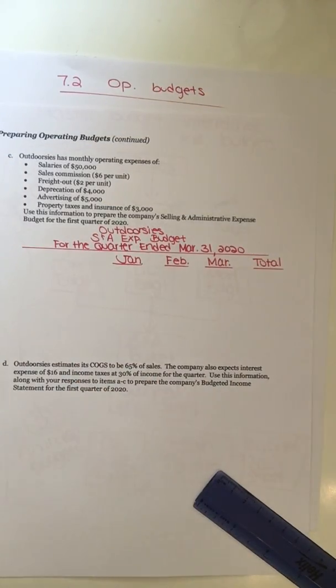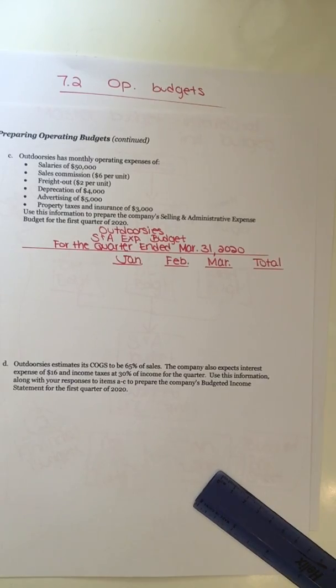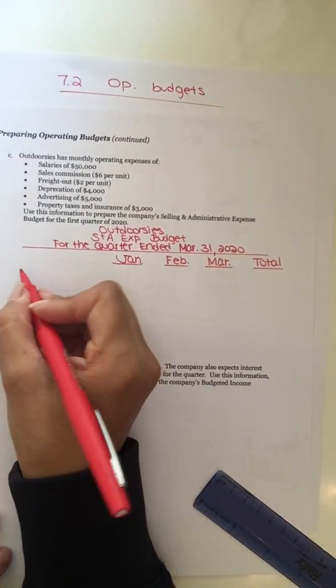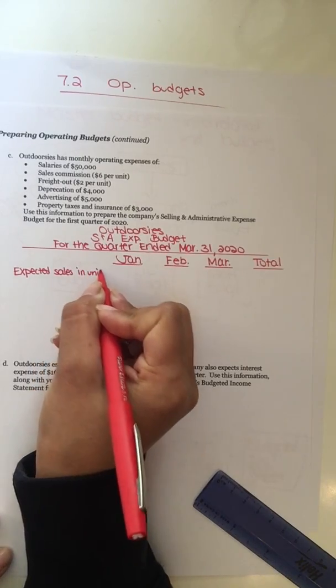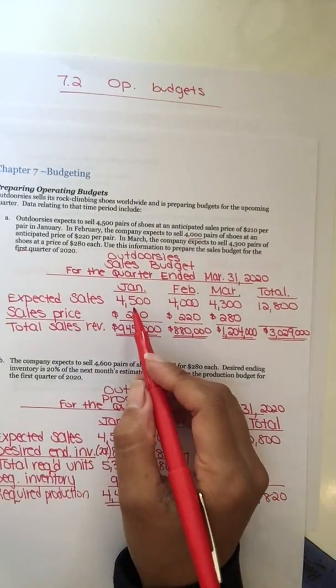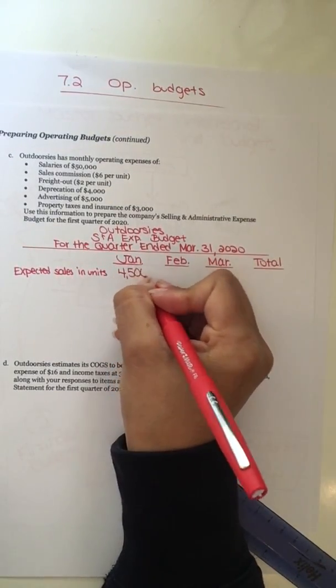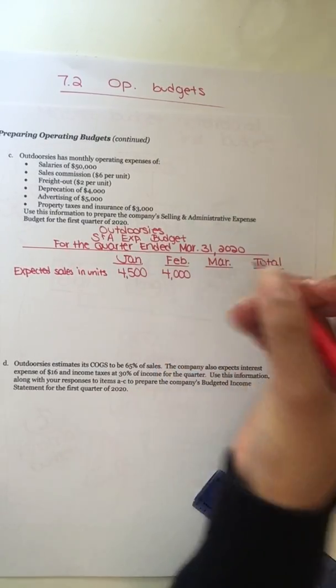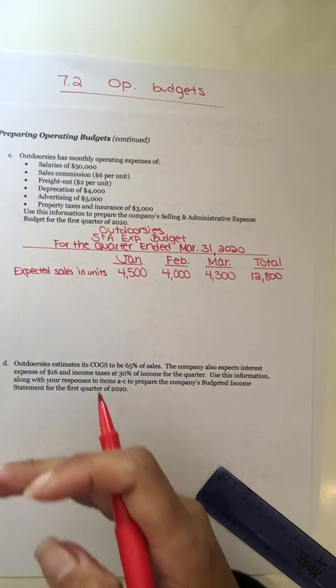All right, we said the first line item, if you remember from our last video, is to put the expected sales in units. So you remember it's in units. Okay, and we get that information we said from the sales budget. So we started this one a few videos ago. So if we go back to our sales budget for Outdoorsies, you can see it's 4,500, 4,000 for February, and then 4,300 for a total of 12,800.